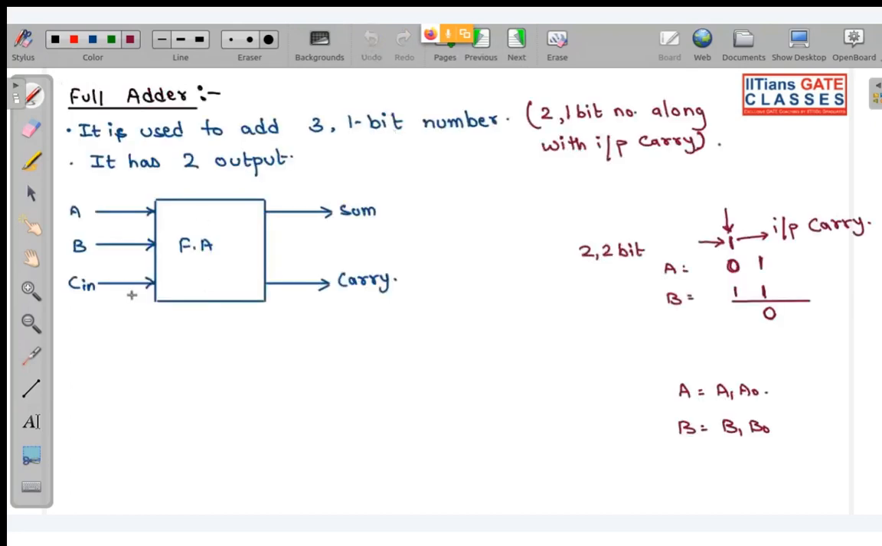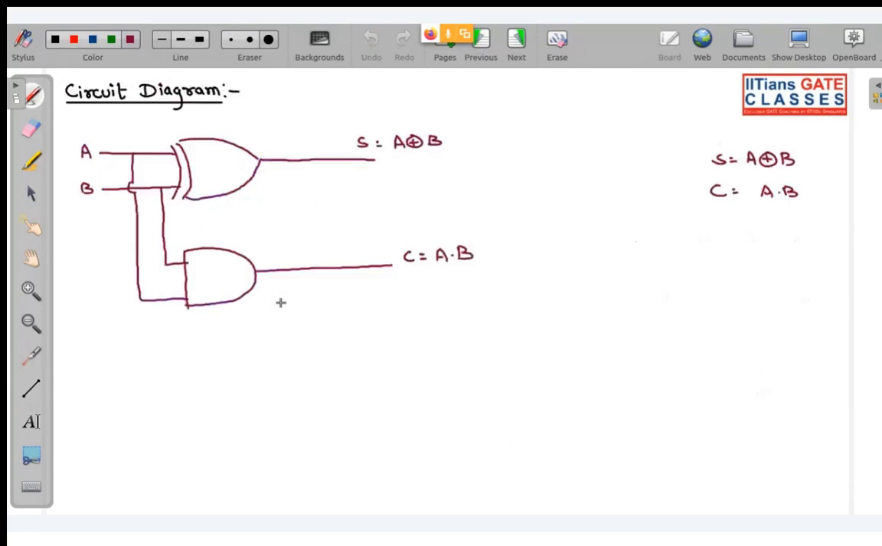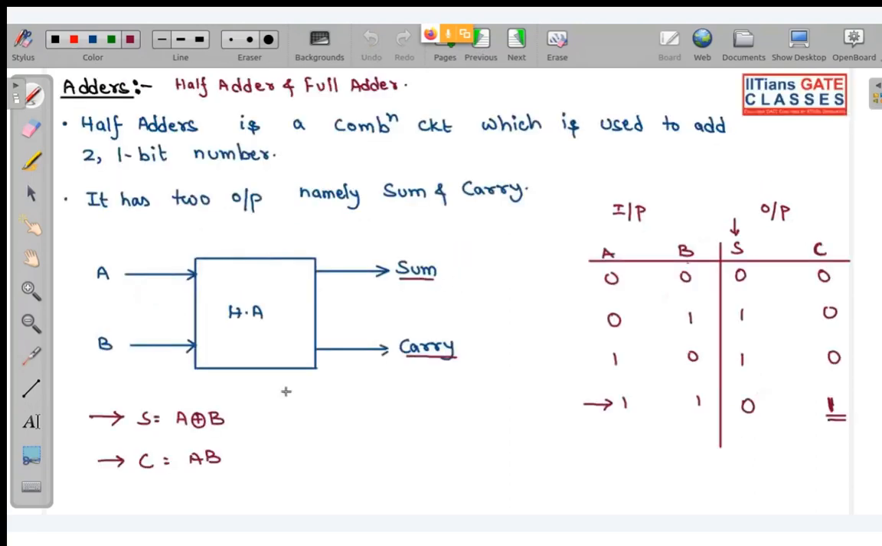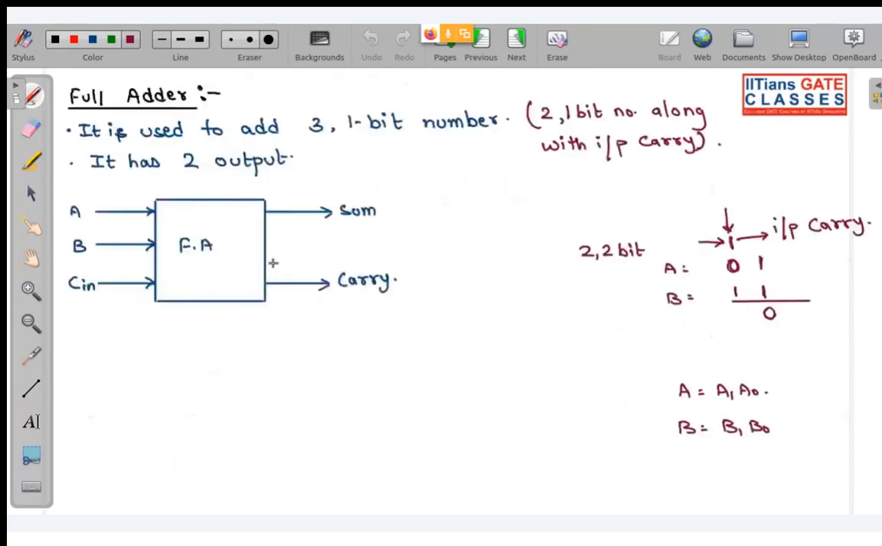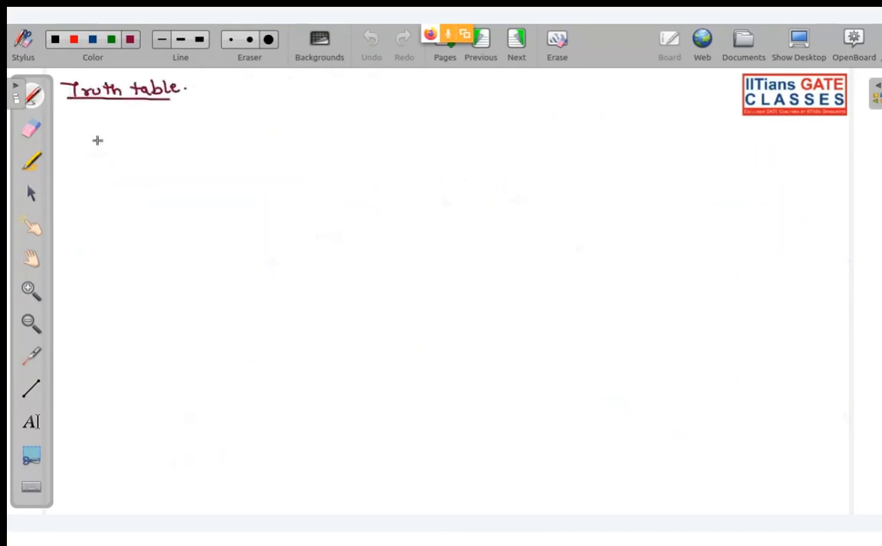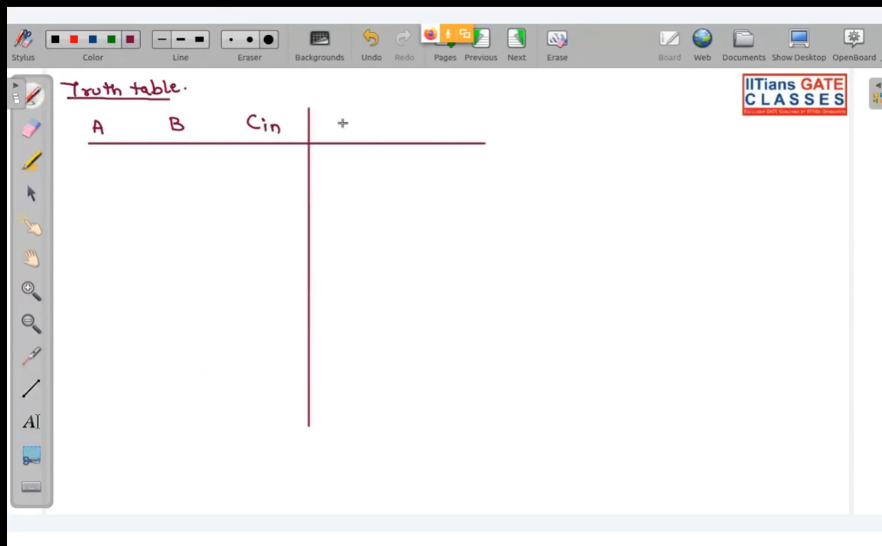So this is the circuit representation of the full adder. I forgot to tell you, and this is the circuit representation of the half adder. So if I want to draw the truth table, A, B, C, sum, carry. Let us write all the combinations.